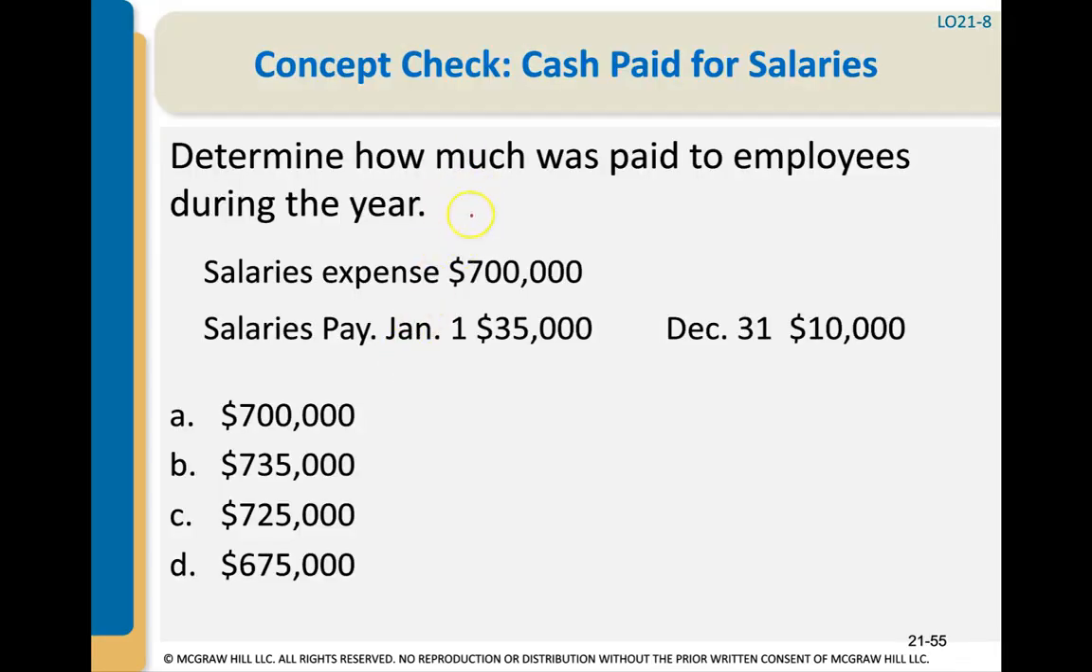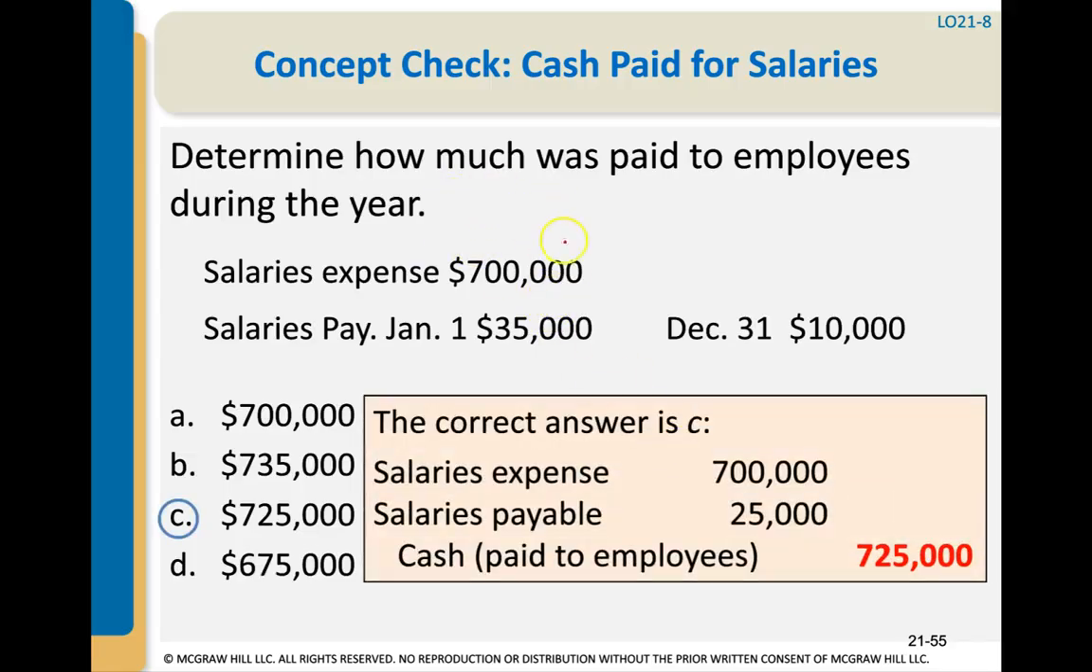So concept check. Determine how much was paid to employees during the year. I'm going to debit my salaries expense, $700,000. Look at my change in my salaries payable between my beginning of year and end of year, and this went down by $25,000. And a decrease in salaries payable is a debit. So I'm going to debit salaries payable 25, which means I need a credit to cash for $725,000, and that represents the cash paid to employees.